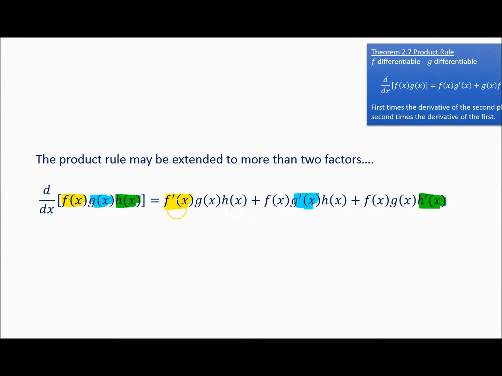And remember, the first one, the first derivative, the second term, the second derivative, and the third term, the third derivative. Now, a lot of functions can be simplified so that you would not have to use this, but I could make one up where you would need to use this product rule where you have 3. I don't have an example for you here, but I bet one shows up in the homework.